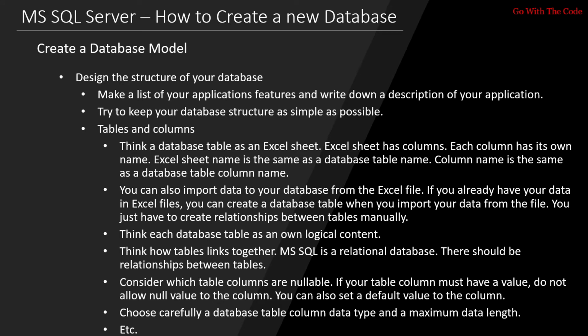First, design the structure of your database. Make a feature list and write down a description of your application. Design tables, table columns, and relationships between tables. Proceed piece by piece. Try to keep your database structure as simple as possible. Also decide which table columns can be null.